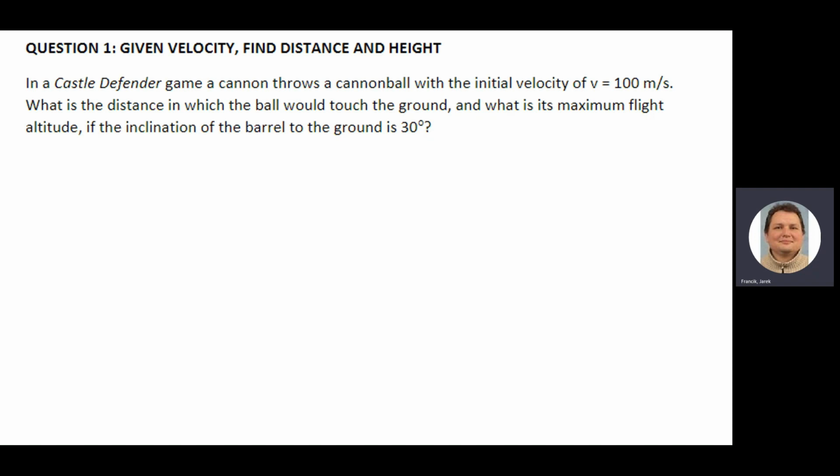And what is its maximum flight altitude if the inclination of the barrel to the ground, barrel is the part of the cannon that you use to shoot, okay, is 30 degrees, okay? So we know now everything about velocity. Velocity magnitude is 100 meters per second, and velocity direction is 30 degrees.